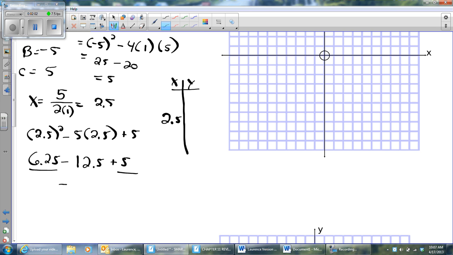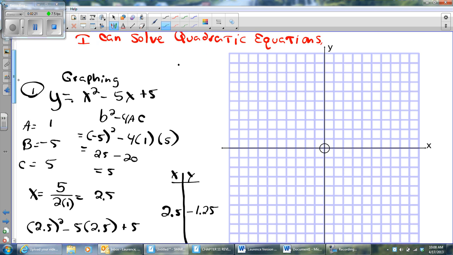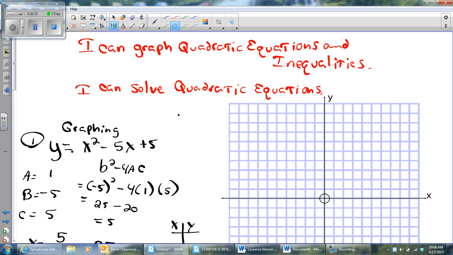So I really have negative 12.50 plus 11.25. And if I just subtract, I'm going to get 1.25. So it looks like it's going to be at negative 1.25. So I'm going to go ahead and plot my vertex: 2.5, negative 1.25. And so let's see here. 1, 2.5. 1.25 is going to be right about there. I know it's going to open upward, so I'll label it down here.